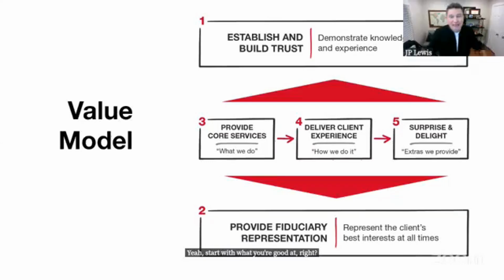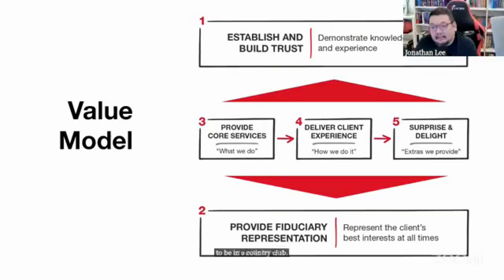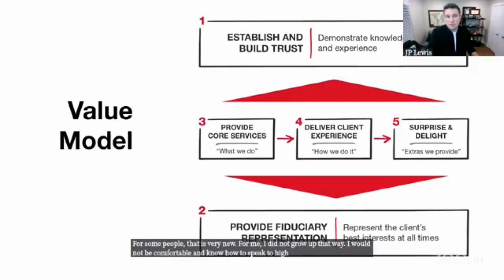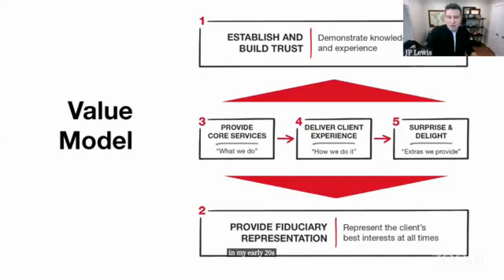My wife was an athlete at university, and so she had played golf. So while agents on her team were not comfortable with luxury agents or investors, it wasn't just that my wife was good at math and good at the numbers. She also understood what it was like to be in a country club. Right. For some people, that is very new. For me, I did not grow up that way. I would not be comfortable and know how to speak to high net worth people when I was in my early 20s. I was not exposed to that. My wife was. So she could lead generate with high net worth individuals. So luxury and real estate investors made sense. It was easy for her to do that.